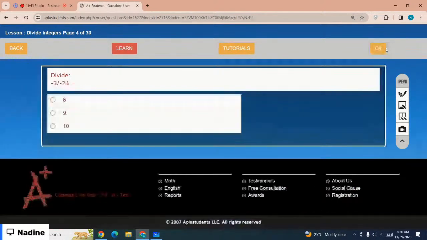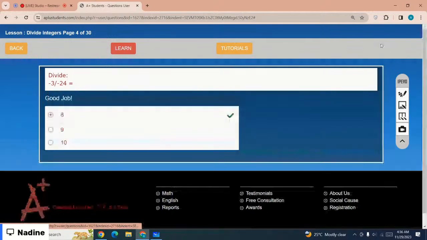Okay, negative 24 divided by negative 3, which is the correct option? 3 times what number is 24? Yes, both the numbers are negative, so the answer must be positive, and 3 times 8 is 24. So the correct option is 8.